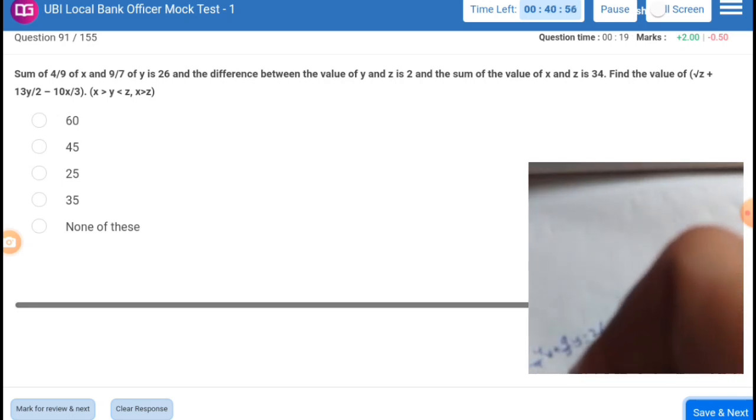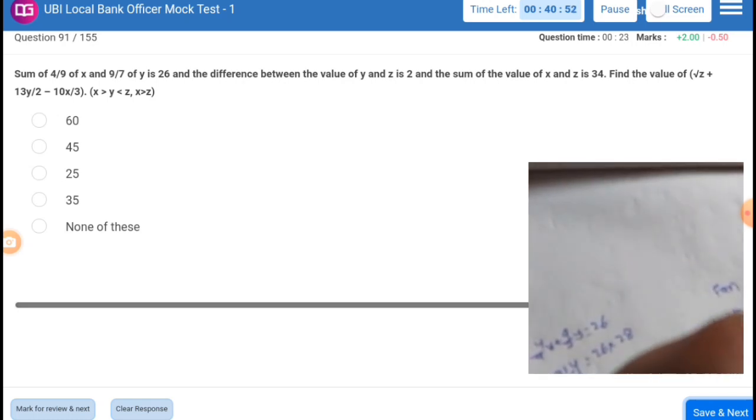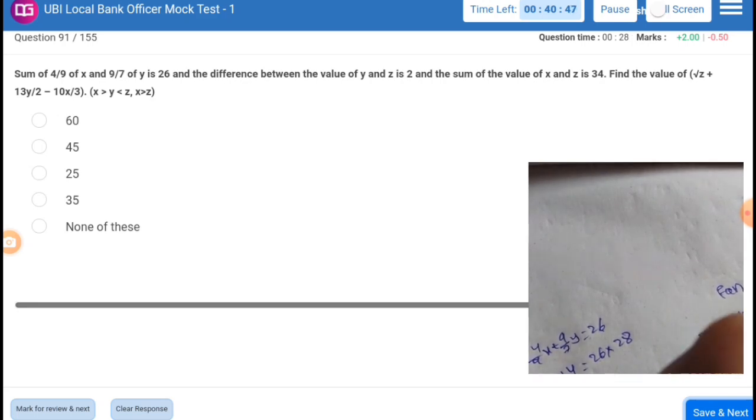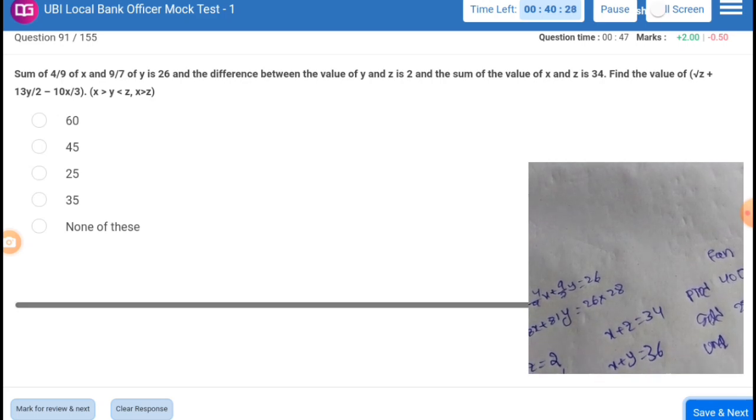So 81y. y minus z is 2, x plus z is 34. 34 minus x. x plus y is 36. 36 minus y plus 81y.